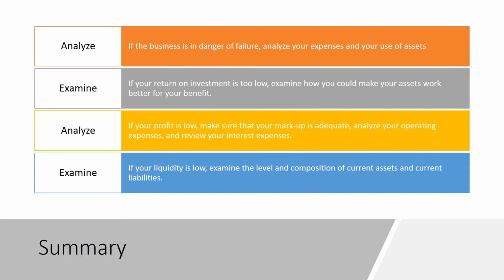If your profit is low, be sure that your markup is adequate. Analyze your operating expenses to see that they are not too high, and review your interest expenses. If your liquidity is low, you could have a risk of becoming insolvent. Examine the level and composition of current assets and current liabilities. The vertical and horizontal financial statement analysis will reveal trends and compositions that signify trouble. Using your management skills, you can take corrective action.